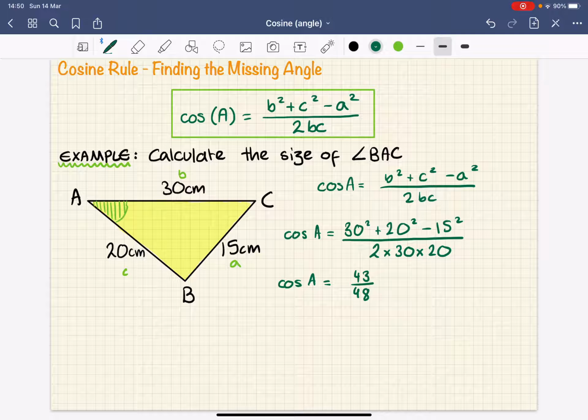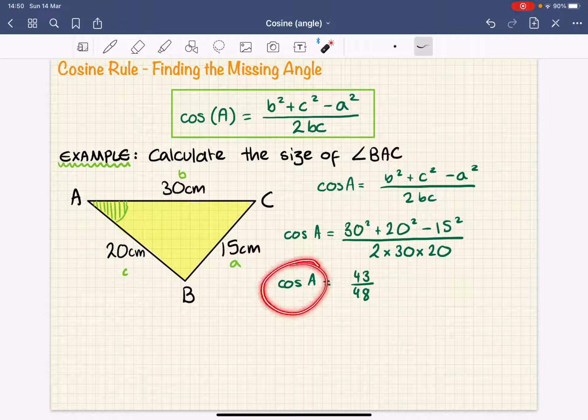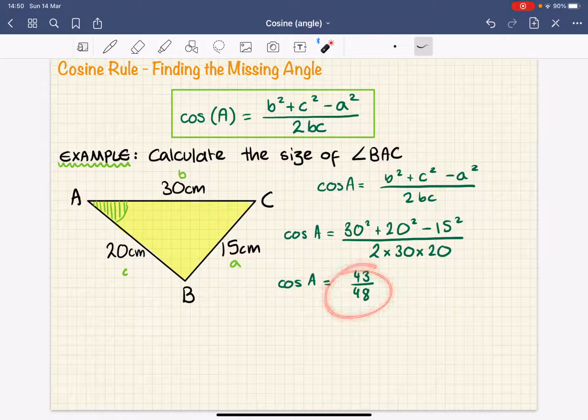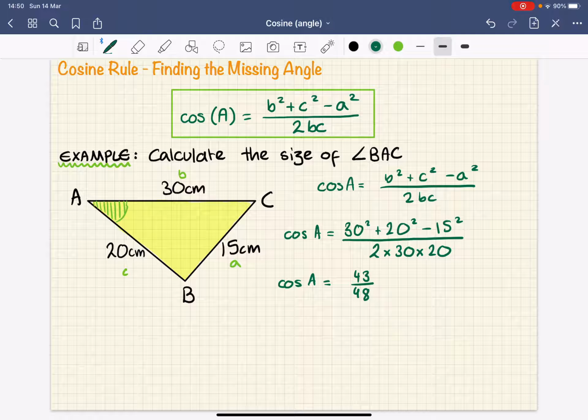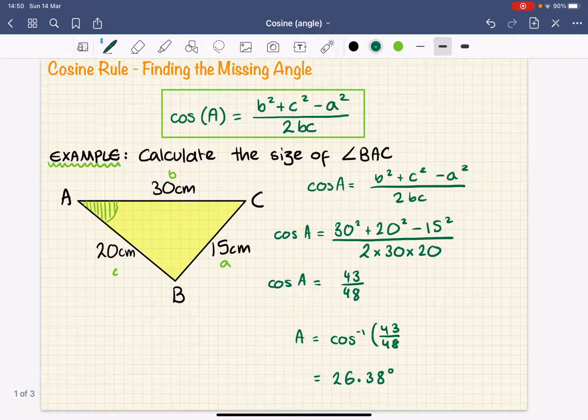And then at this point here, I know that cos A equals this. However, I want to just find out what A is. So I'm going to do the inverse cos of that fraction. So the inverse cos of that fraction gives me an answer of 26.38 degrees. Okay, right, let's take a look at the next one then.